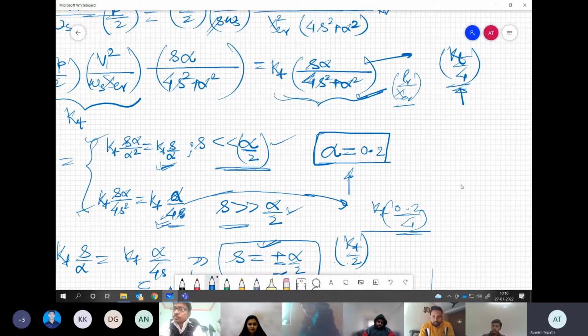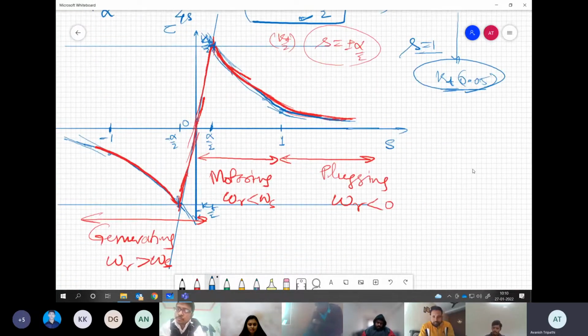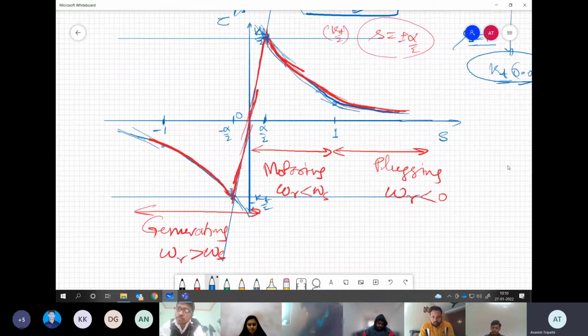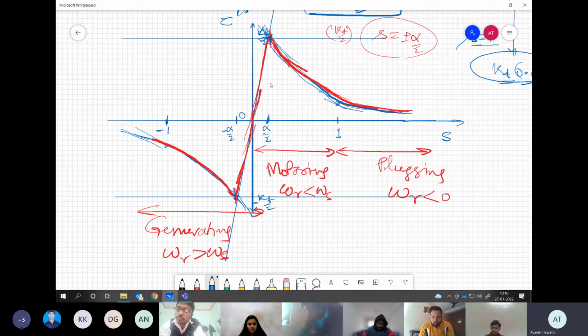The resultant characteristic will not exactly follow the line or exactly follow this curve, but it will deviate from it at some point over here. Let us say half of this, whatever I have drawn. So this point is Kt by 4, and the characteristic will deviate here, and then merge with the approximate characteristic after some point. I'll draw this with black, for a little bit of clarity.